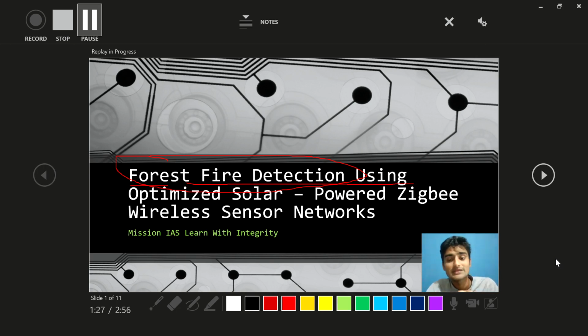We will also be discussing what a Zigbee wireless sensor network is and what the different sensor boards are which are usually used to sense. Based upon these things we'll be discussing the project in detail, and I hope you will definitely watch the project till the end.